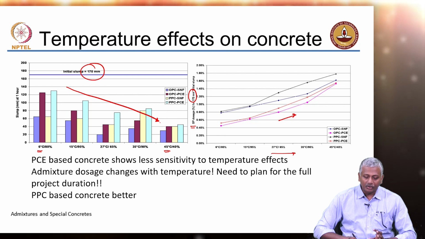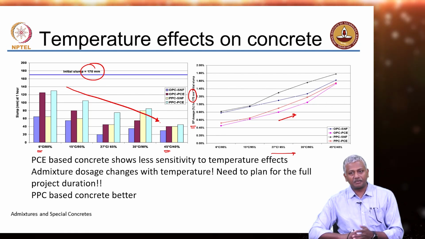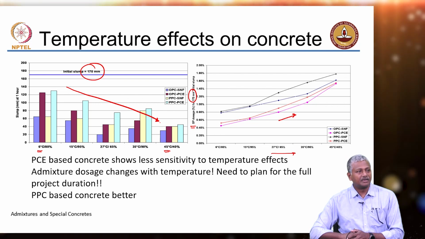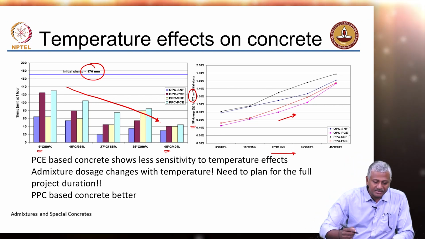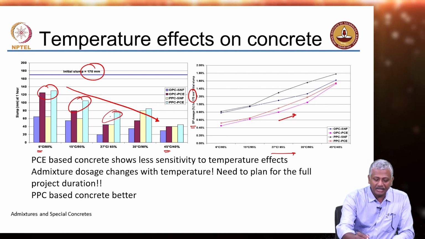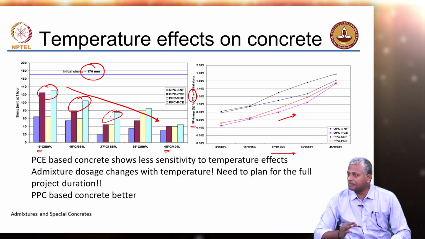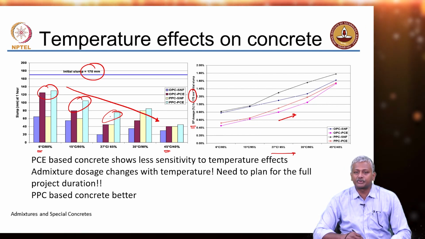Here what we also looked at was the relative effect of OPC and PPC. PPC is fly ash based cement. So, what you see is with PPC the slump retention is generally better than with OPC. You retain better slump with PPC as opposed to OPC.